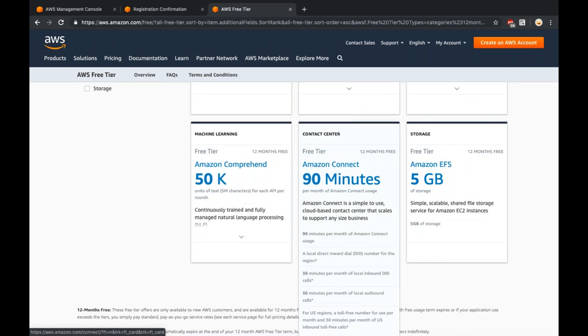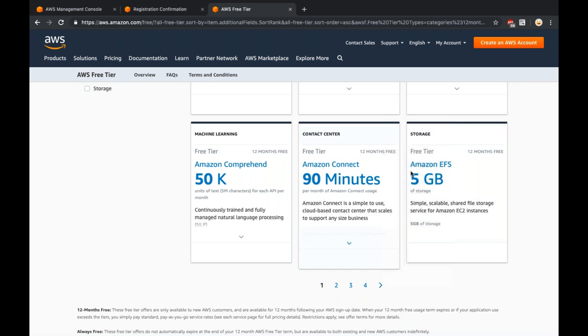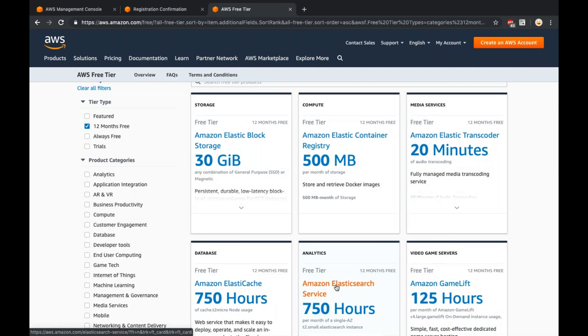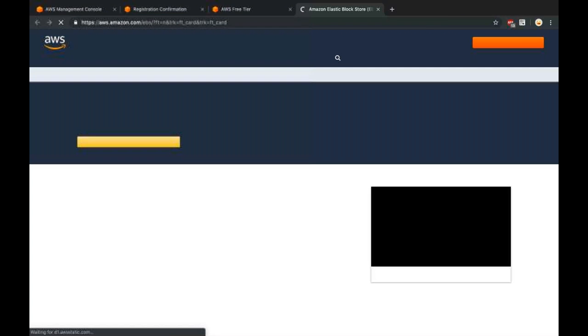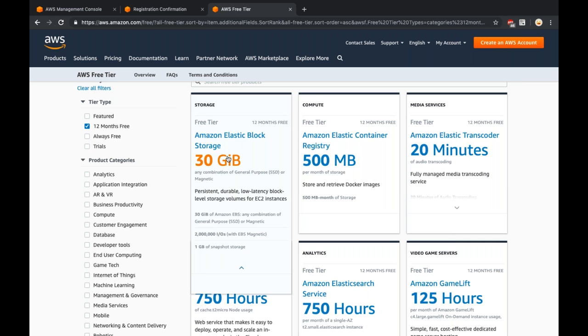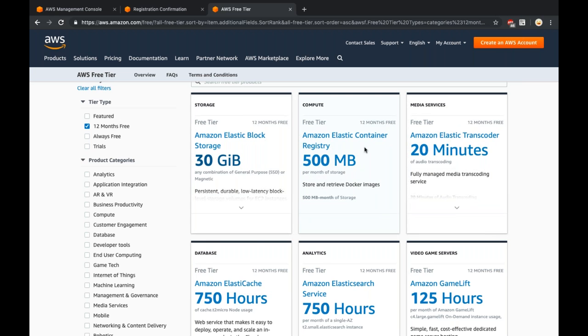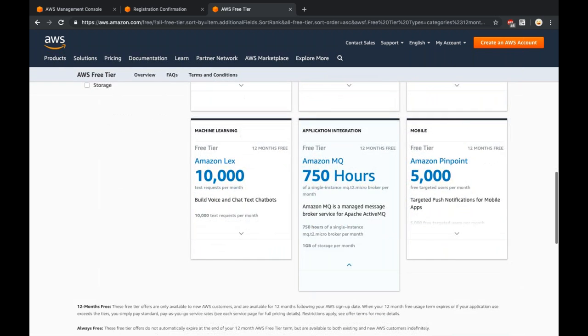Then Comprehend, Connect, EFS. We'll see in our lab session what EFS is, which also gives you 5 GB of storage per month for free. If you just use the site, you get it. I'm sharing it with you in the chat. You can also visit this site. And the EBS volume that we'll use only gives you 30 GB per month. So you can use the services, Elastic Container Registry, a lot of services are available.